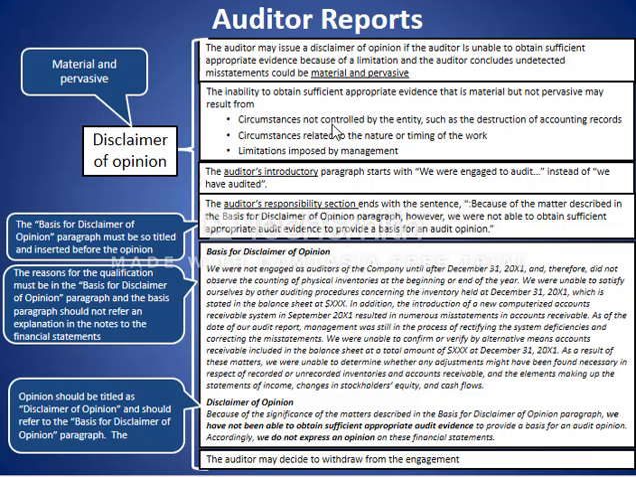The inability to obtain sufficient appropriate evidence that is material but not pervasive may result from, number one, circumstances not controlled by the entity, such as the destruction of accounting records. This is the same issue as with the other type of disclaimer of opinion, where we couldn't come up with sufficient appropriate evidence. Number two, circumstances related to the nature and timing of the work, and lastly, limitations imposed by management.